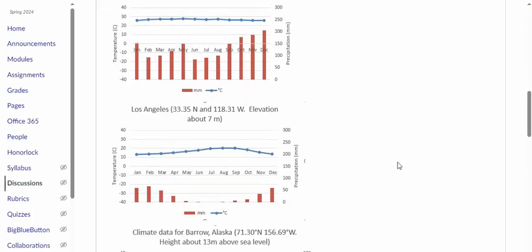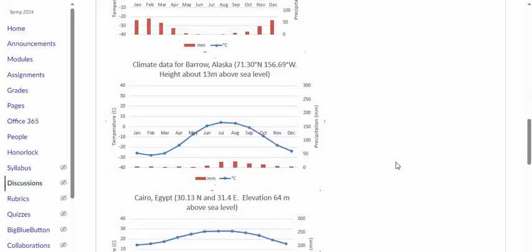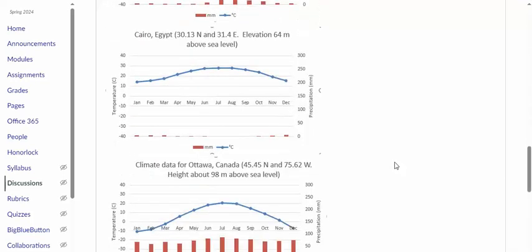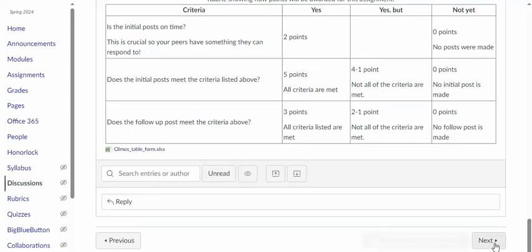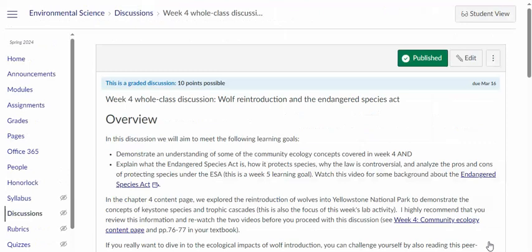So within your group, you're going to have a few students. Hopefully every student will pick and provide a description of a different climograph, and then you're going to compare and contrast the climate and the biomes in these different locations. So that's a small group discussion.